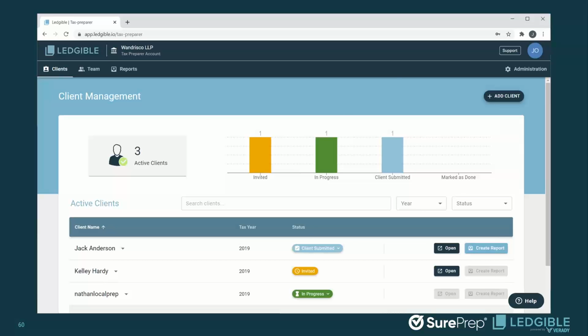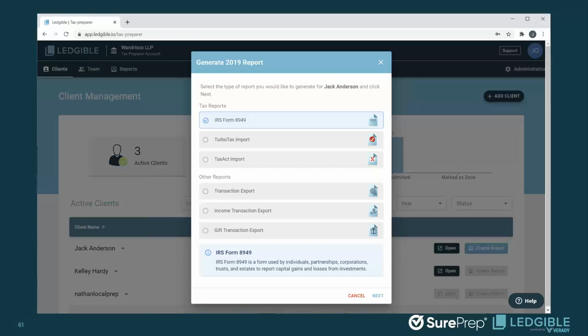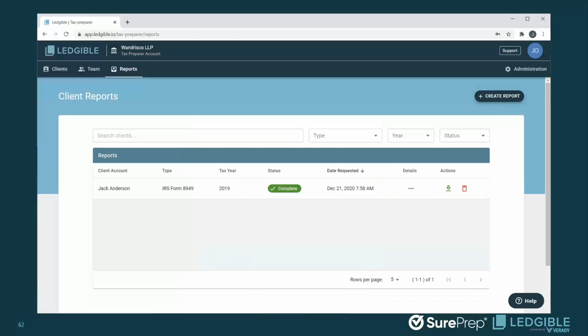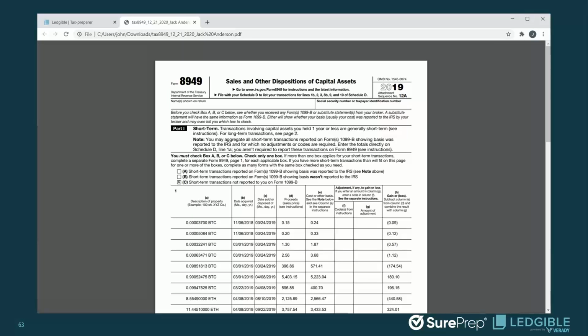But when everything's ready to go, it's very simple to come in and generate a report. So in this case, I'm going to go ahead and generate out that 8949. Once it's ready, I can download it. You can see we generate a PDF version of the form that's ready to be filed, or more appropriately, Greg, tell us how that gets routed into SurePrep.